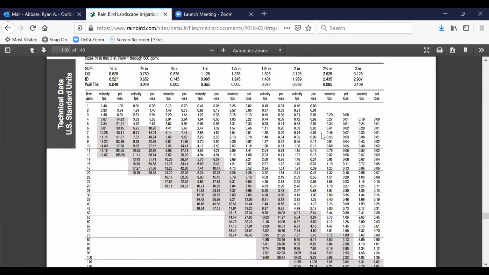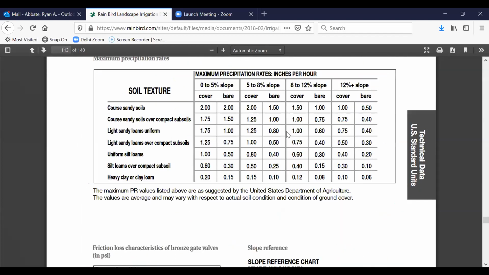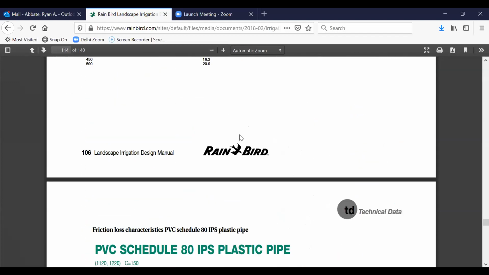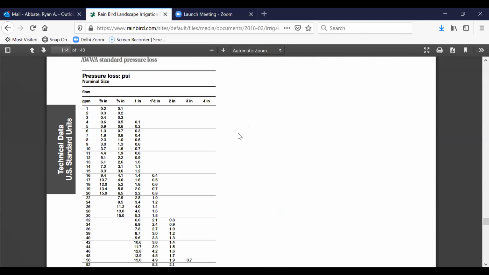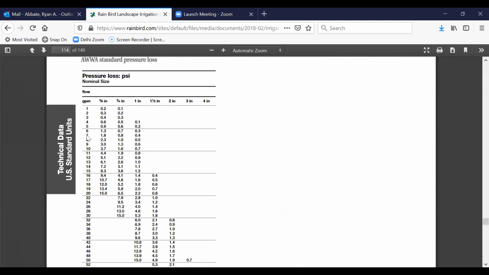What page is the water meter on? Is it in the back? Yep, it should be page... what's this one? It's a gate valve. So on the line, yeah, page 106. So again, we're basing it off 10 gallons per minute because that's the max flow we can use. 3/4 inch. So we have a pressure loss of what? 1.6.